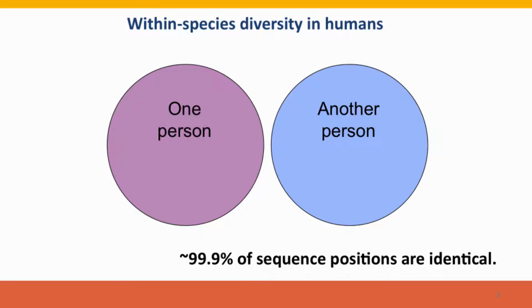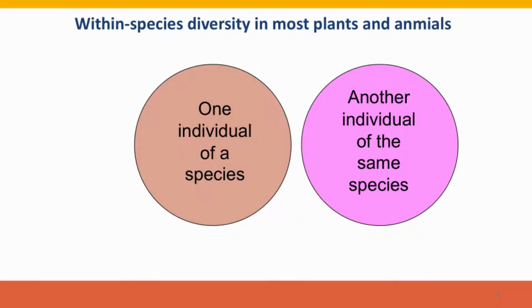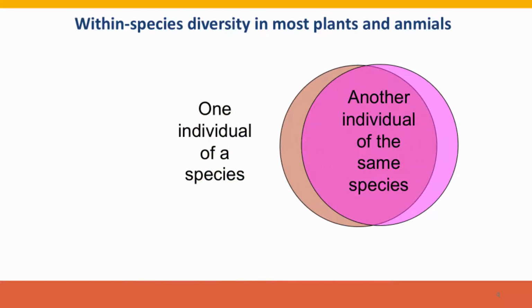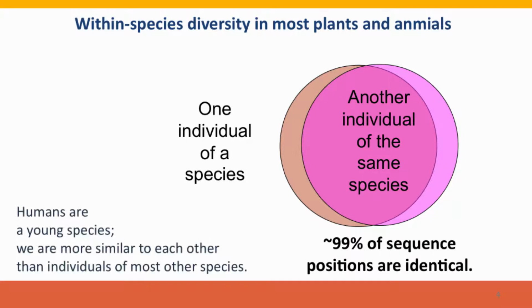And we said at that time that the average two people are almost identical, that their DNA differences are only about 0.1% of all the sequence positions in their genome. In this, we're actually a little more similar than most plants and animal species, where on average there's about 99%, not 99.9% sequence identity. We can see this is because we're actually quite a young species in the average ages of the species that are alive today. We arose relatively recently, and we haven't accumulated as much difference.